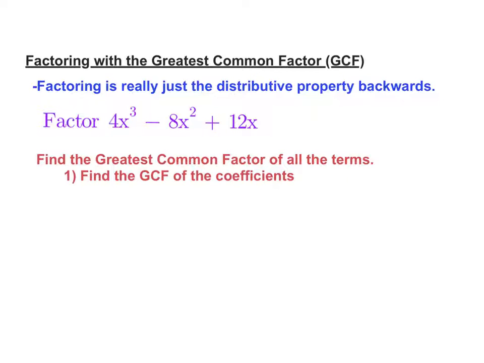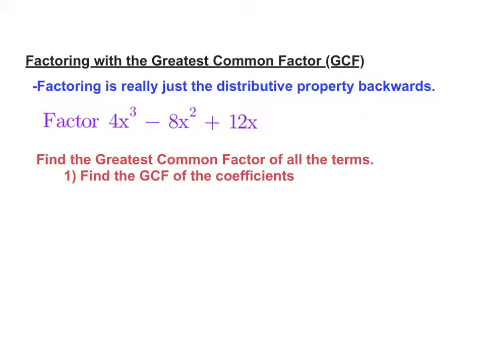The other thing I want to point out is if you're ever in a situation where your polynomial is already in descending order and the leading term is negative, that's when you're going to want to factor out a negative. That's really the only time you ever factor out a negative greatest common factor, is if the leading term is negative.